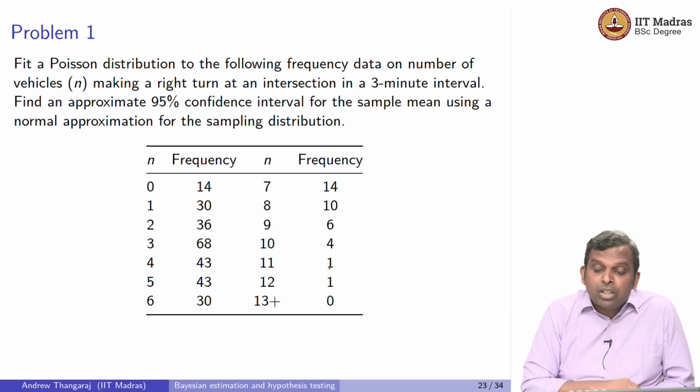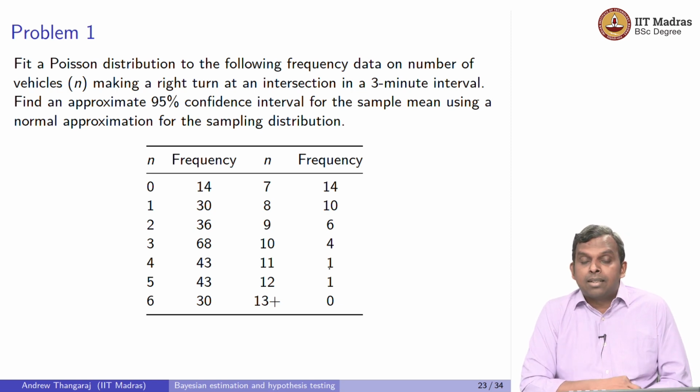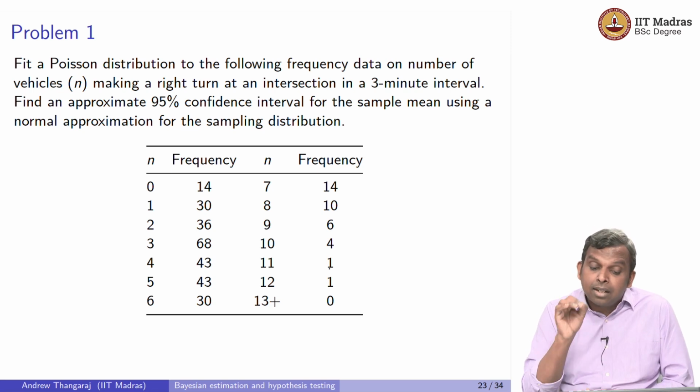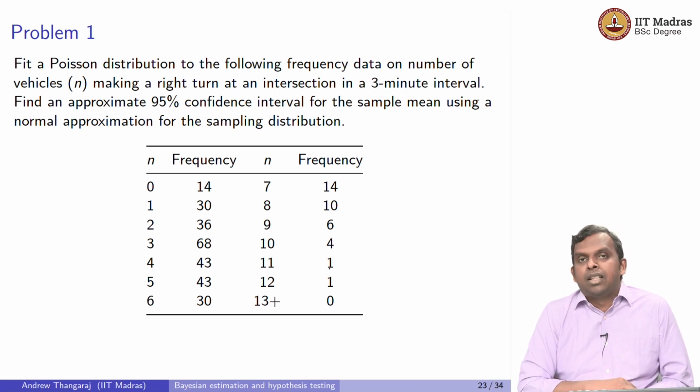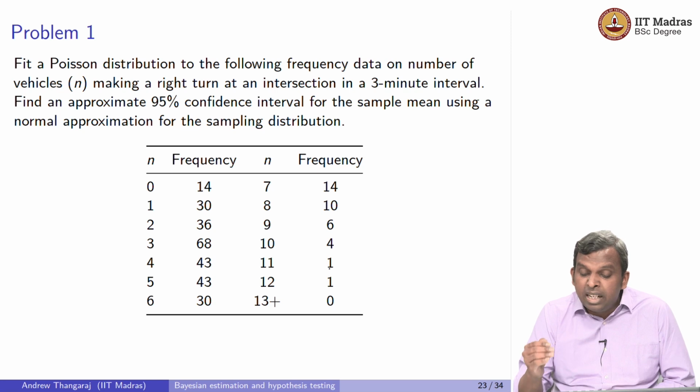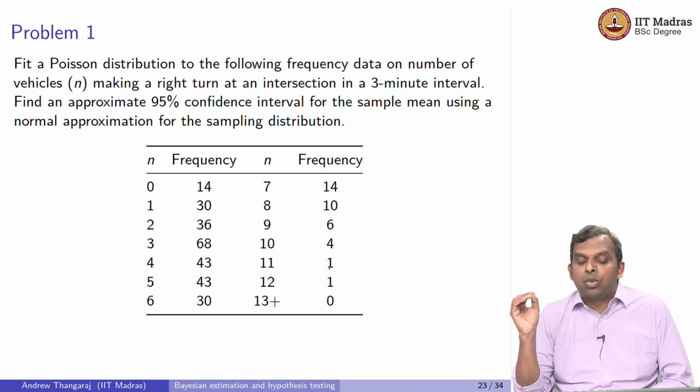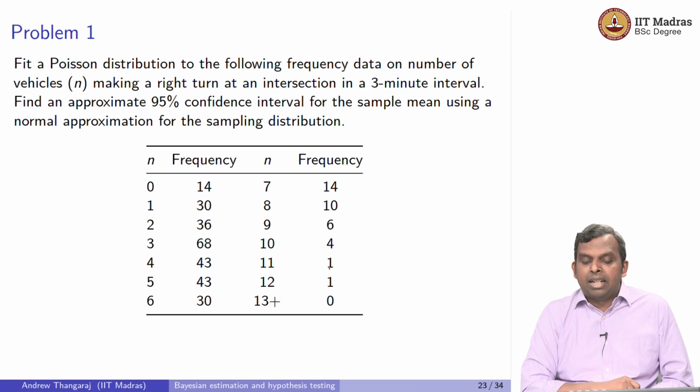In 14 of the 3-minute intervals in which you observed this, 0 vehicles made the right turn. In 30 of the 3-minute intervals that you made this observation for, 1 vehicle made this turn, and so on. For instance, in only 6 of the 3-minute intervals you looked at, 9 vehicles made that right turn. So you get a frequency table like this.